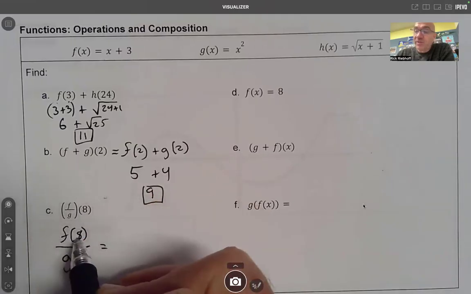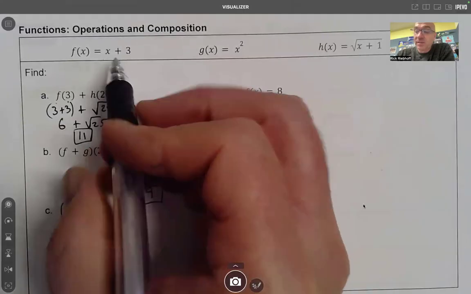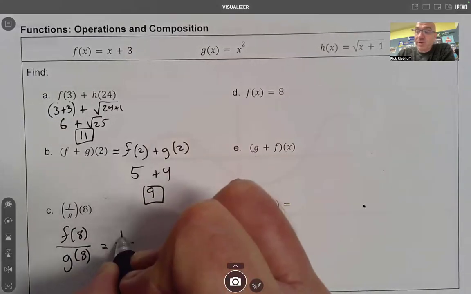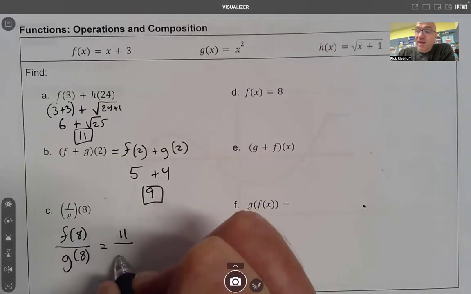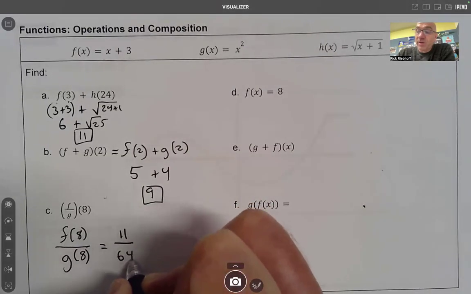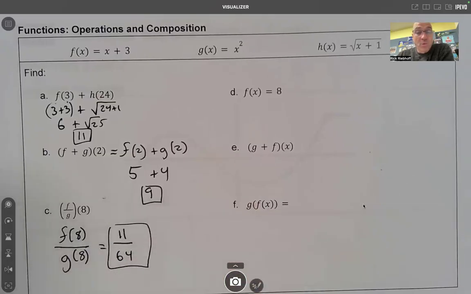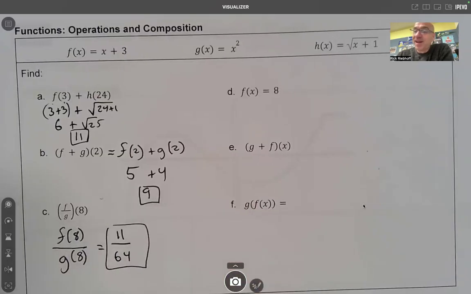F over G of 8 just means F of 8 divided by G of 8. So I'm going to take the F machine and plug in 8. That's 8 plus 3, which is 11. I'm going to take my G machine and plug in 8. 8 squared is 64. That's all I can do there. Cool, all right, next one.